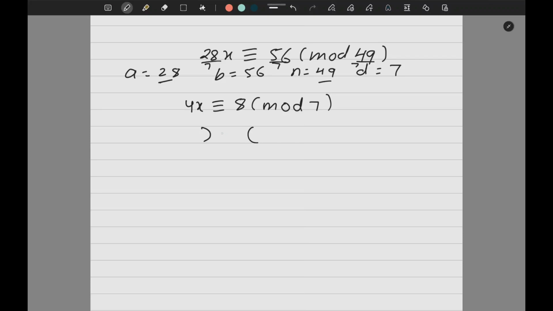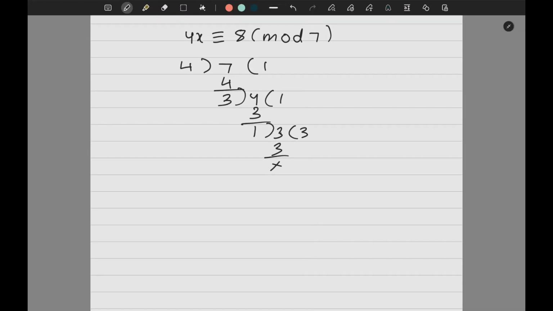I need to divide 7 and 4. 4 ones are 4, 3, 4. 3 ones are 3, 1, 3. So 1, 3s are 3, 0. So now let me write down by the Euclid algorithm or the division algorithm. So 4 is equal to 3 into 1 plus 1, or 1 is equal to 4 minus 3 into 1.